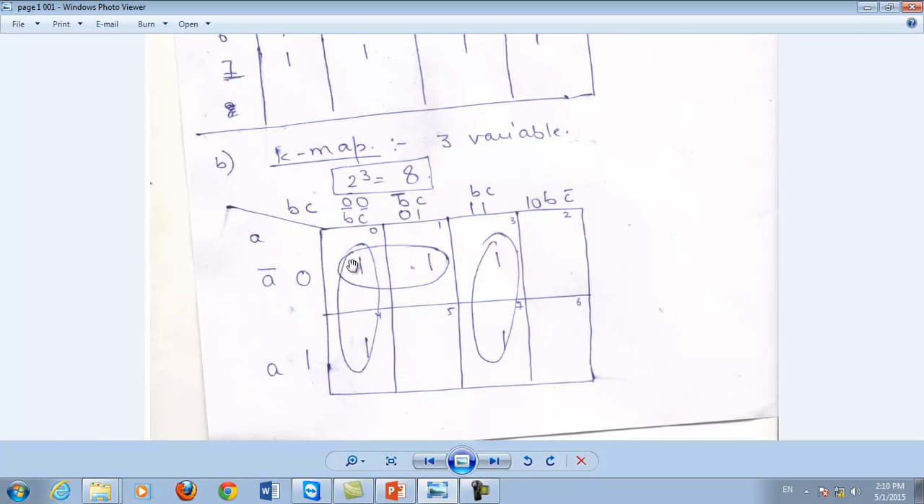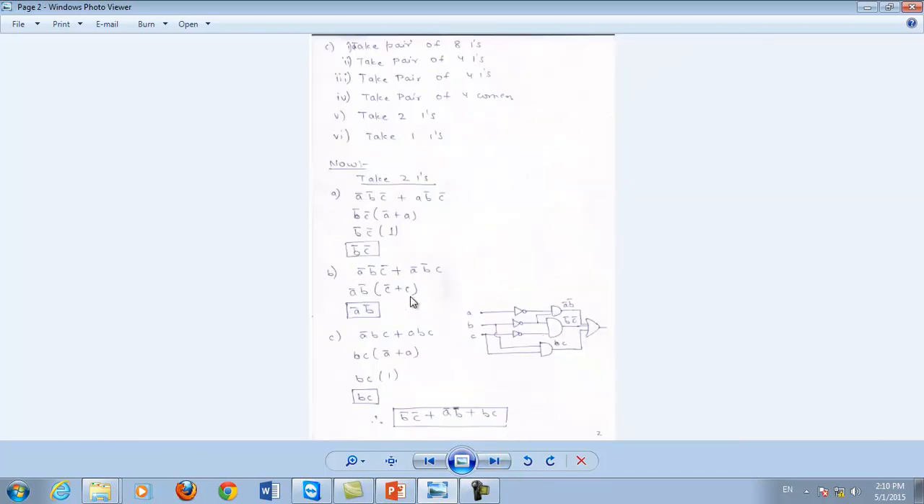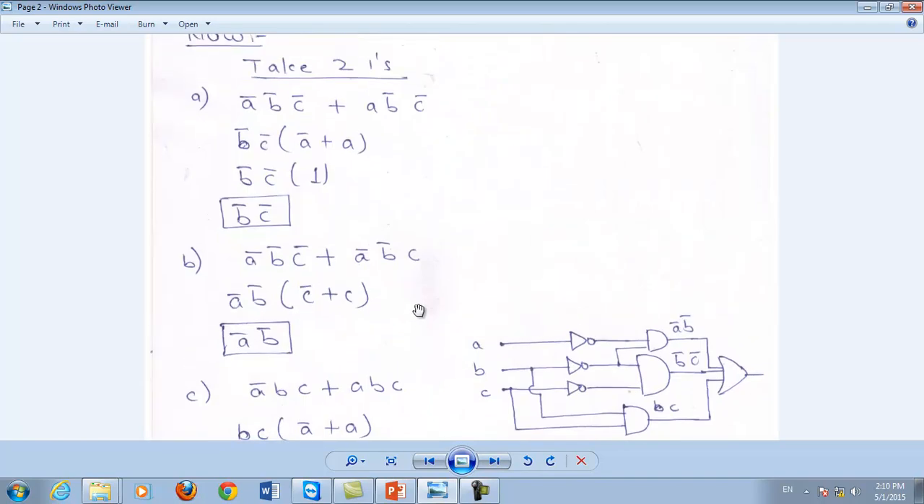Similarly, you have to take the pair of this one, that is A bar, B bar, C bar plus A bar, B bar, C. Similarly, you have to take the third pair, that is A bar, B, C and A, B, C. After taking the pairs, you have to find out the minimization of these pairs by using the simple algebraic method, that is from A bar, B bar, C bar plus A, B bar, C bar. This is the first 2 ones pair.